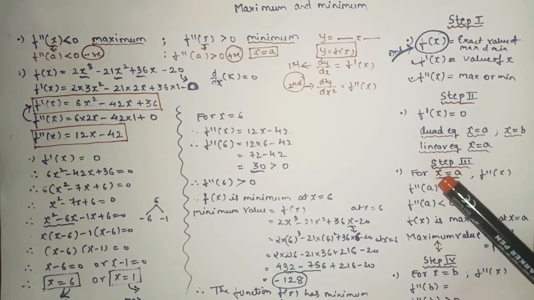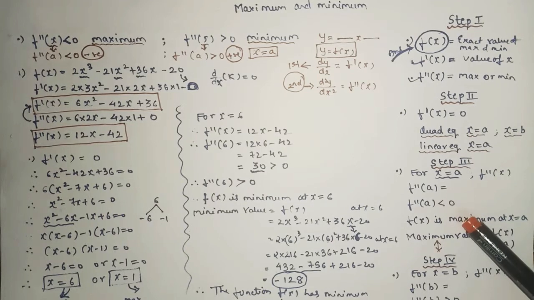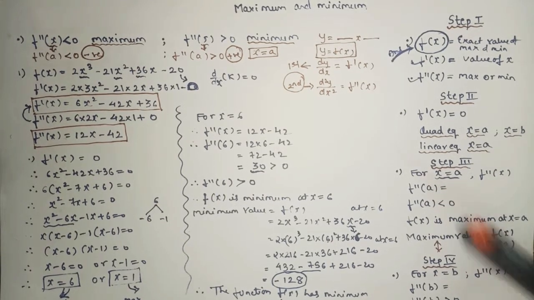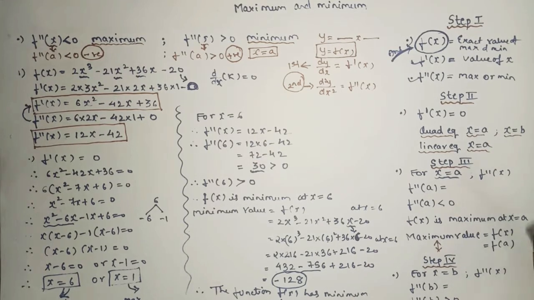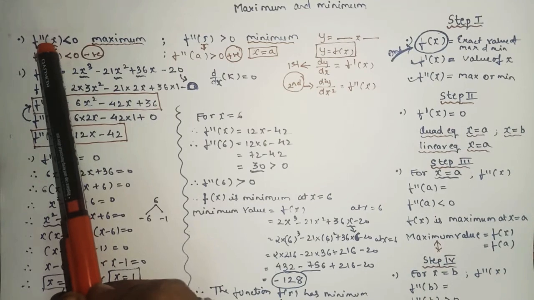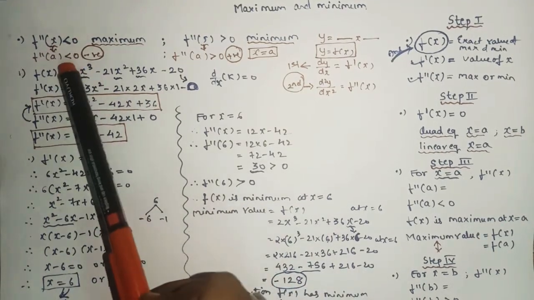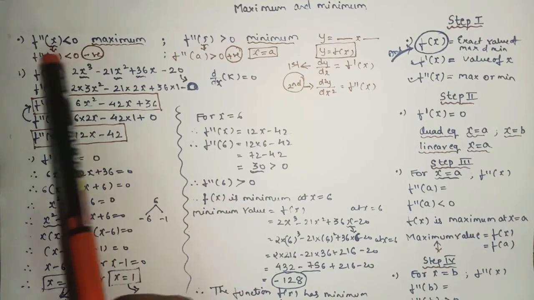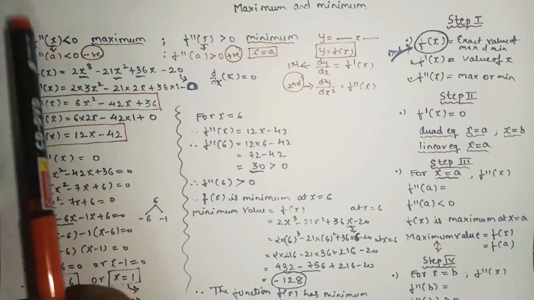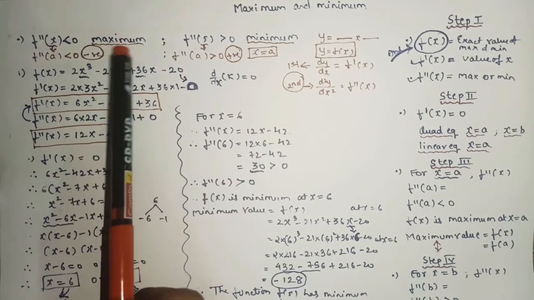It is not compulsory that in every sum step number 3 will give maxima only, sometimes it will be minima also. It depends on the value. And what are maxima and minima, I had explained that also. Whenever the second derivative test answer is less than 0, meaning it contains a negative answer, straight away you can say the function is maximum.